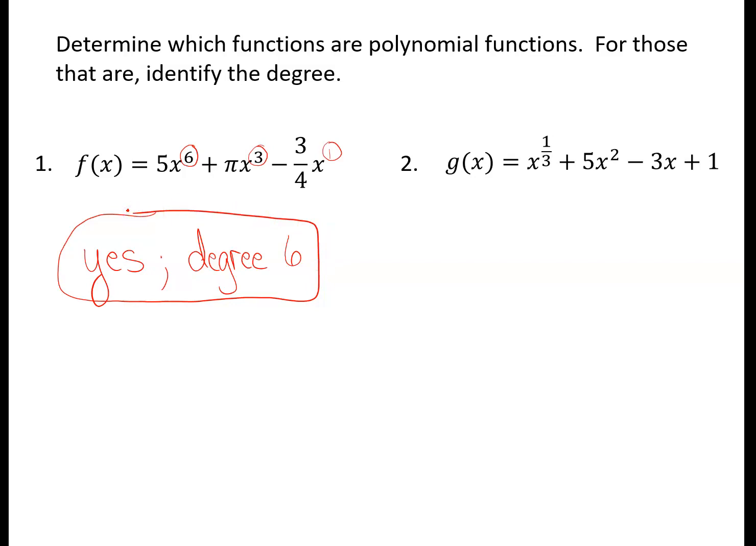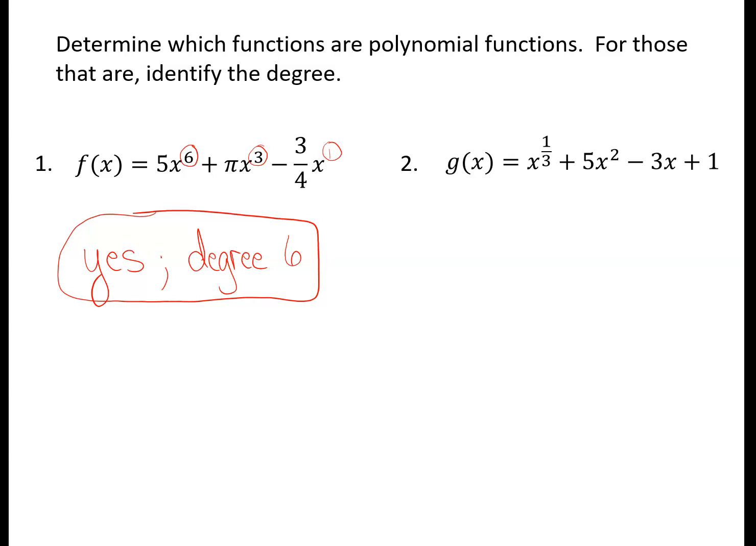Now, notice, just for a sec, the coefficients. We have a 5 pi and a negative 3/4. So those are not all whole numbers. 5 is, but pi is not, and negative 3/4 is not. And that's okay. The coefficients do not have to be whole numbers, only the exponents.